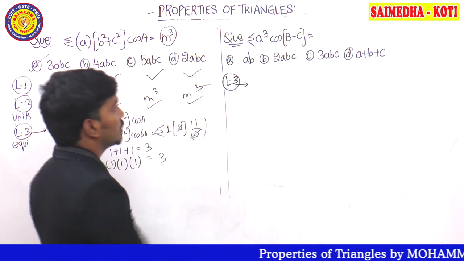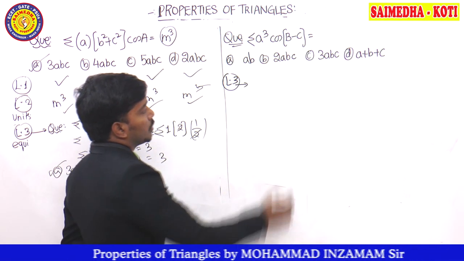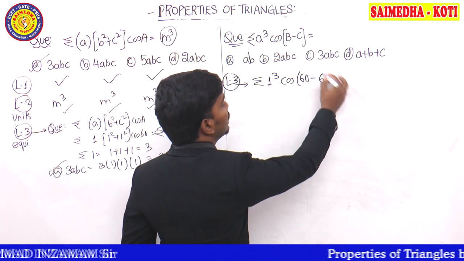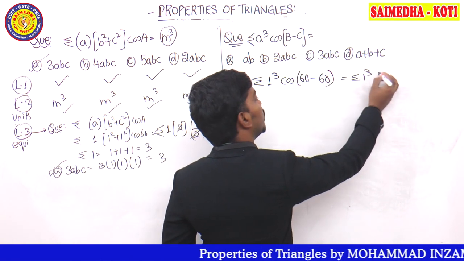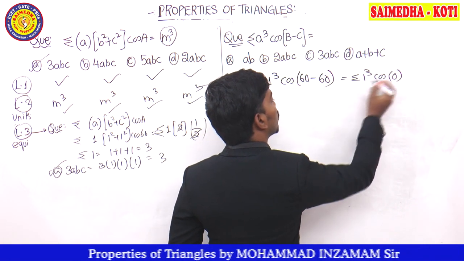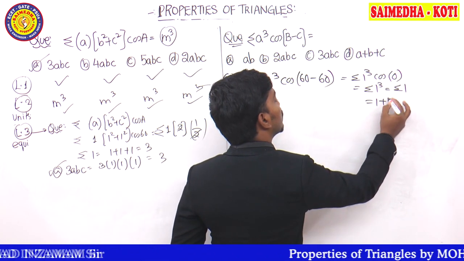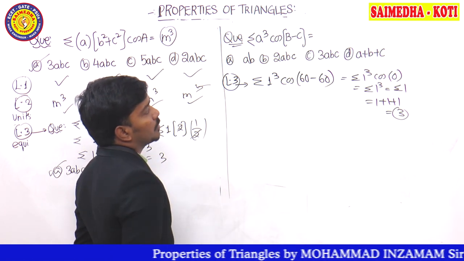Let's continue with the next question, guys. Sigma A cube, with sigma given. Directly go for logic 3. So what's the answer now? Sigma 1 cube cos of (60 minus 60). 60 minus 60 is 0. Cos 0 equals 1. So sigma 1 cube into cos 0, and cos 0 equals 1. Sigma 1 cube becomes sigma 1, which equals 1 plus 1 plus 1. The answer is 3. Which of the following options is going to give you the answer 3, guys?